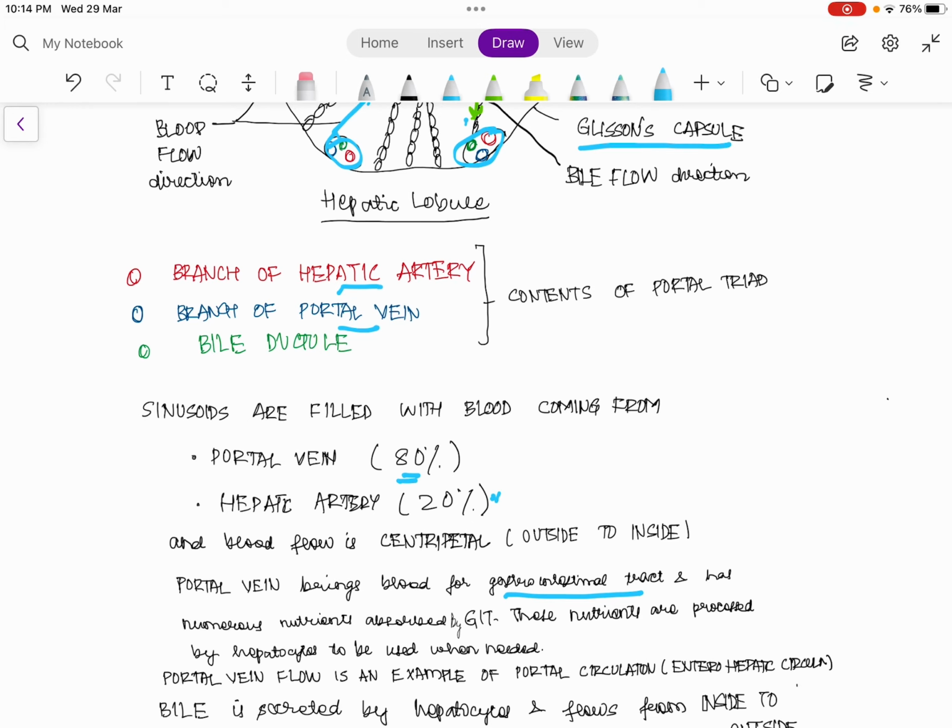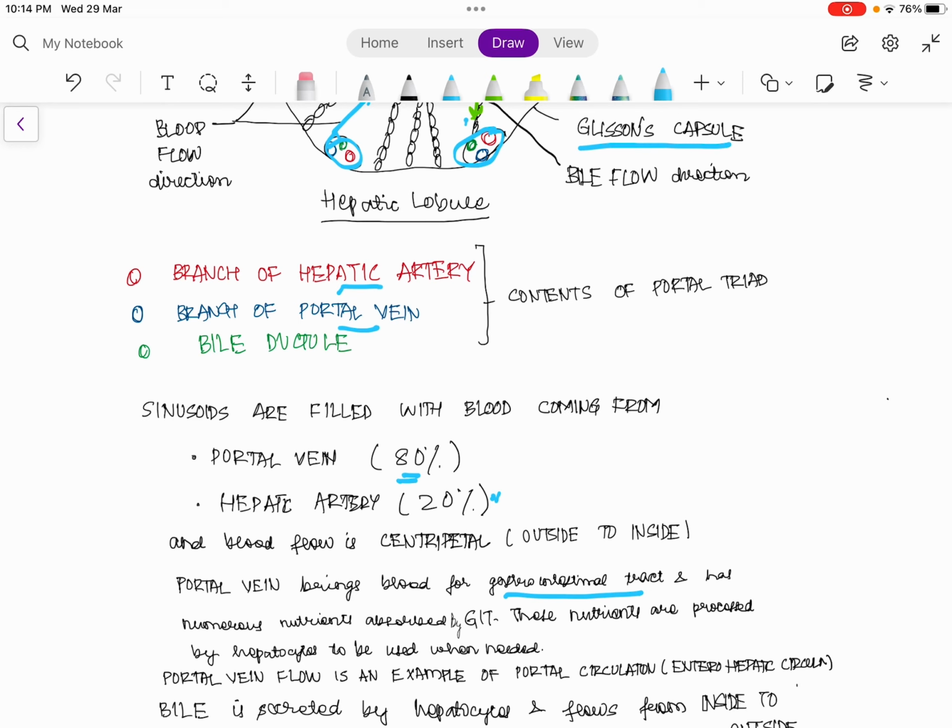Now why are there two blood supplies? Actually, portal vein is a part of enterohepatic circulation and it brings blood from gastrointestinal tract, which has many nutrients which are absorbed by GIT. These nutrients are then processed by liver to be used when needed. So this is a portal circulation. Hepatic artery brings oxygenated blood to liver, which is needed to supply oxygen to hepatocytes and other structures of liver.